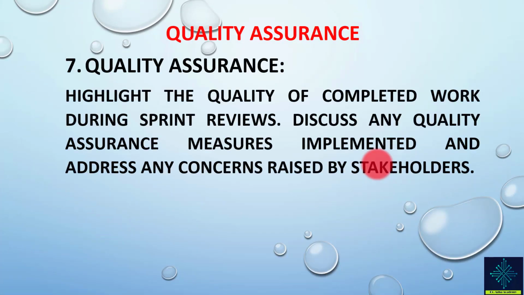Quality assurance. When it comes to operation, we have to make sure that we have some way of guaranteeing quality assurance. So we have to highlight the quality of completed work during the sprint reviews, discuss any quality assurance measures implemented, and address any concerns raised by stakeholders. We might have audits, whether internal or external, pre-planned audits, or random audits. We have to have some sort of auditing programs and methodologies to make sure that all processes are going as planned. This is quality assurance.